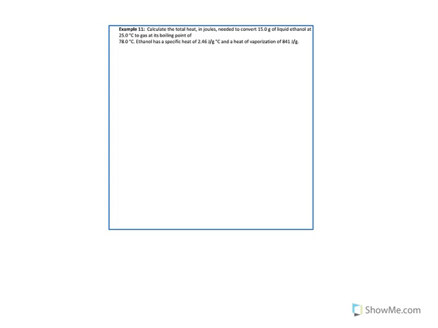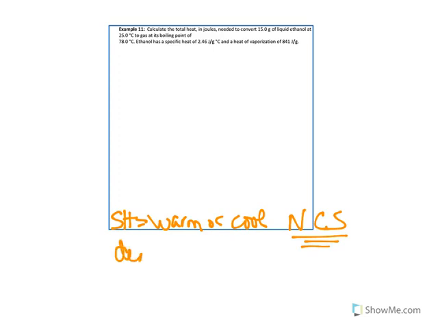Again, remember, specific heat refers to the amount of energy necessary to raise the temperature of something without changing its state. So with specific heat, we're going to warm or cool a substance with no change in state. The heat of vaporization or the heat of fusion, those are the energy necessary to deal with the change in state. Okay? So we need 2 pieces.